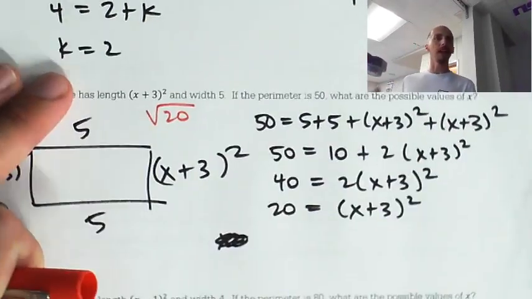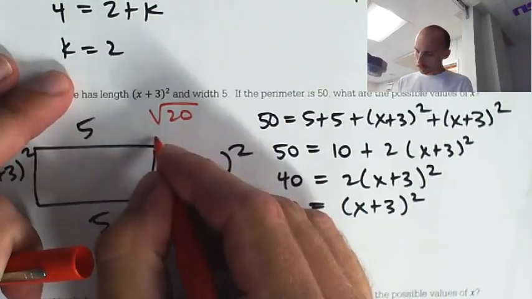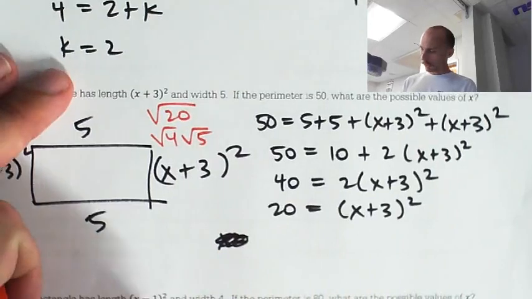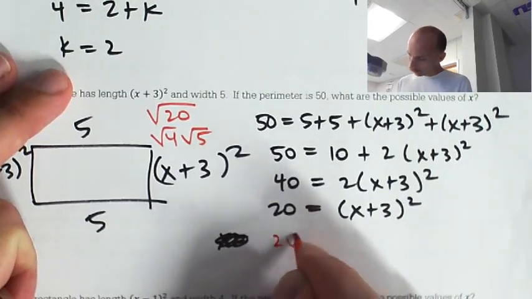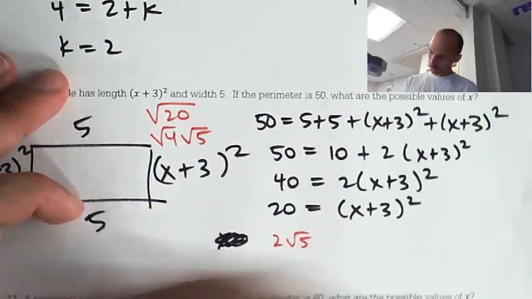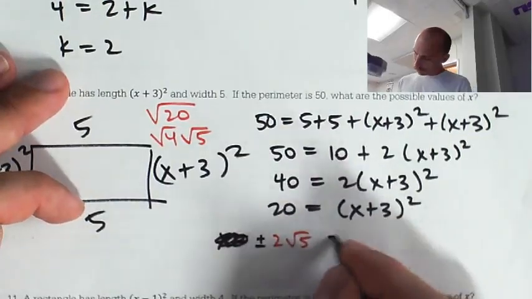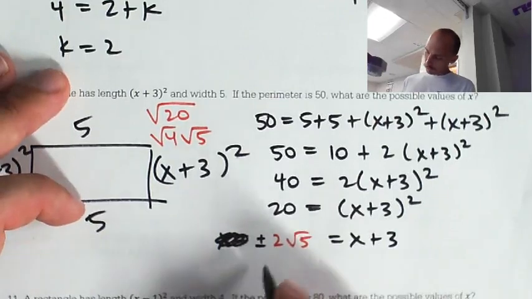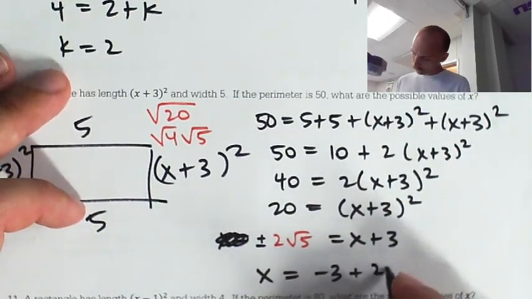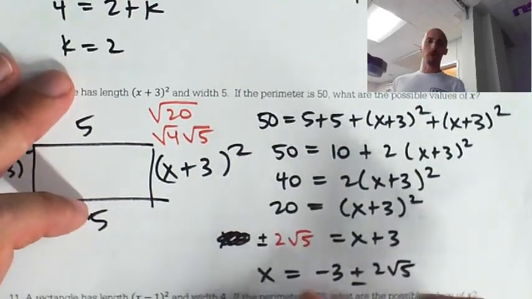Square root of 20, I feel like there's that 4 in there, 4 times 5. So square root of 4 is 2, and I'm going to have that plus or minus 2 root 5. I'm going to take the square root of both sides, equals x plus 3. So my options for x are -3 plus 2 root 5 and -3 minus 2 root 5.